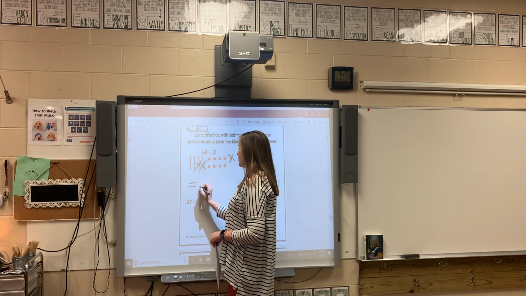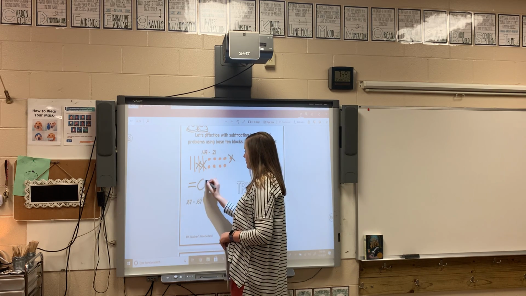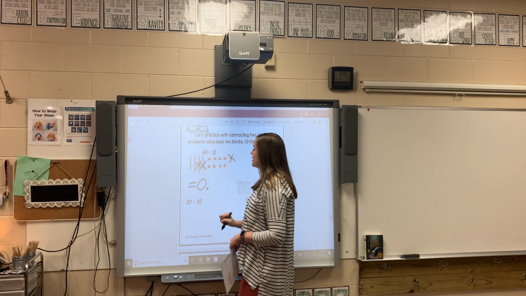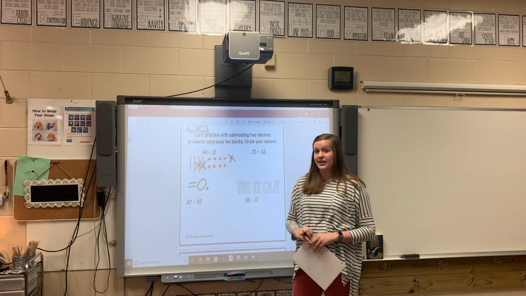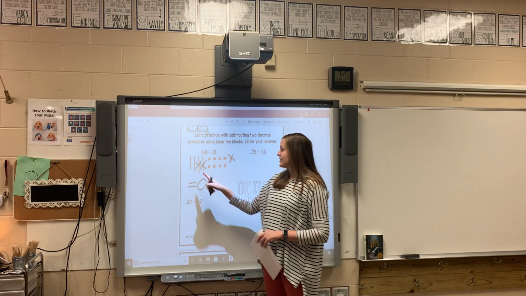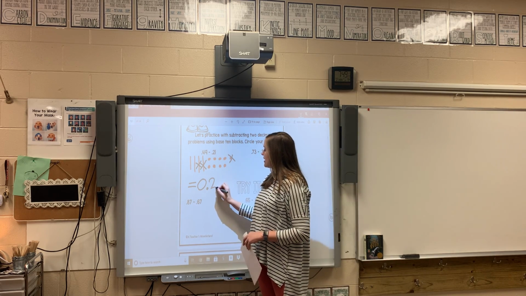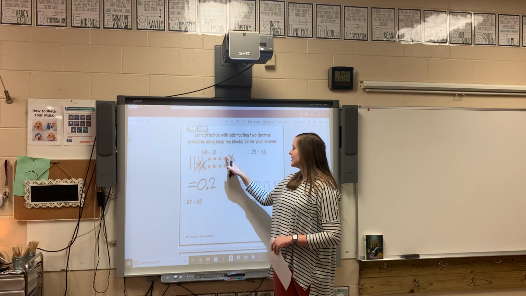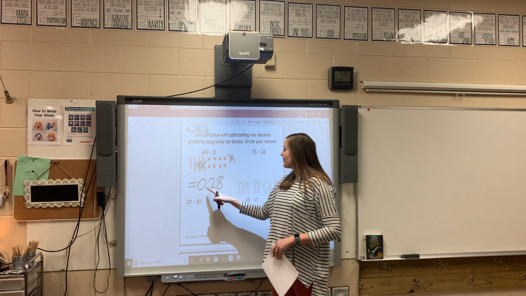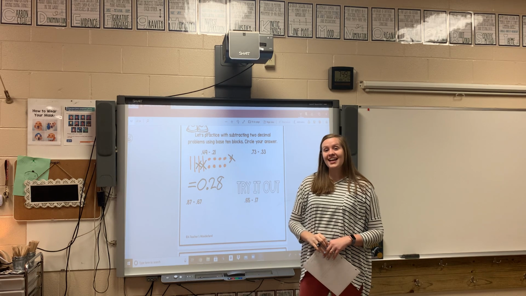So this problem equals, we didn't have any ones, so we can put a 0 in the ones place. The 0 is not necessary. If you just want to start out with your decimal, that's fine as well, okay? Let's count our tenths. 1, 2. And how many hundredths do we have? 1, 2, 3, 4, 5, 6, 7, 8. So we found out that our answer was 28 hundredths.